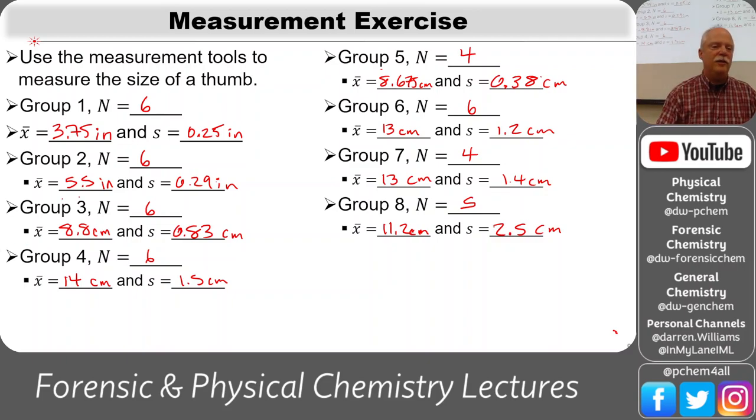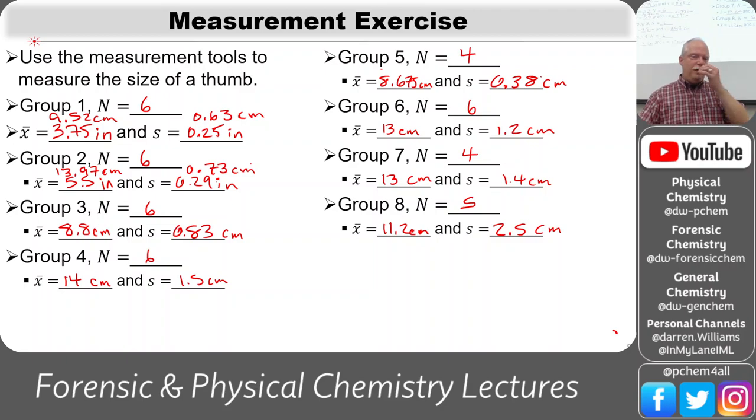So multiply the 3.75 and everything, all four of those numbers, by 2.54. So what's this first one? Someone with quick fingers. 9.52 centimeters. Okay, and then the 0.25? 0.635. Okay, and then the 5.5? 13.97. And then the 0.29. Okay. All right. So now we have all of these.